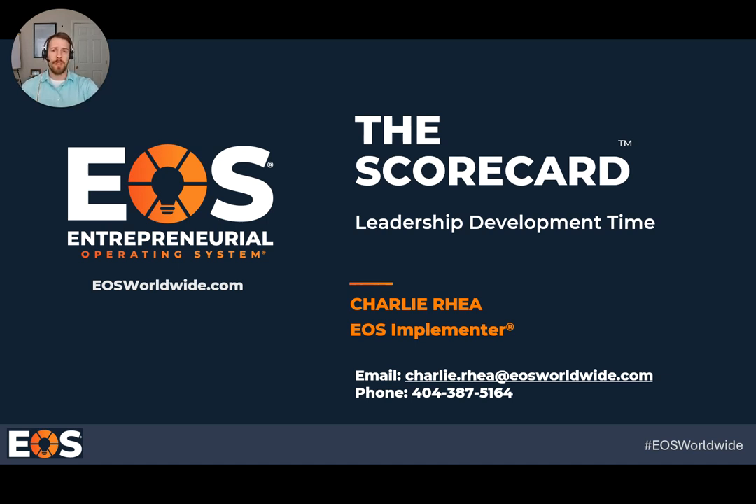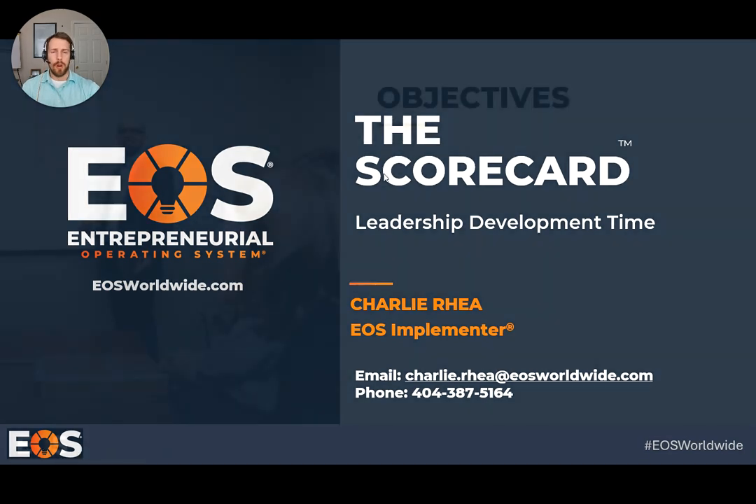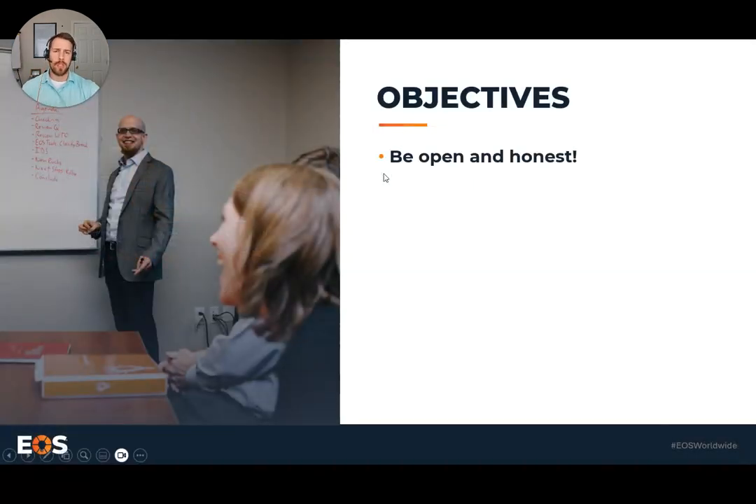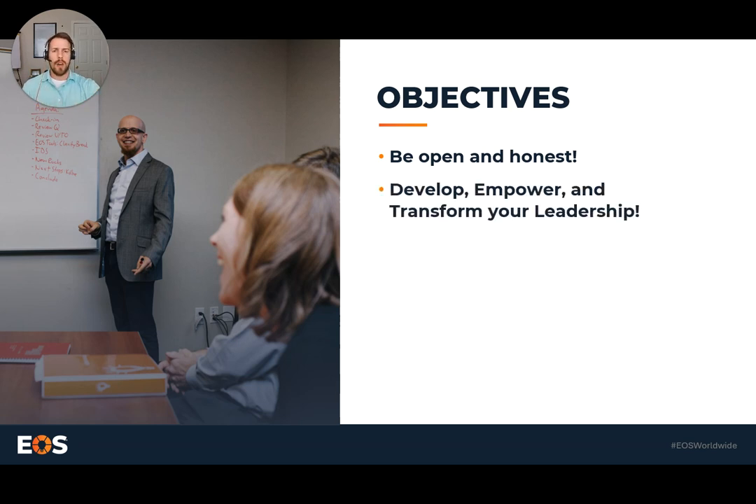Let's do this. All right, so objectives for today. Number one is just to be open and honest. Be open to learning something new and be honest with yourself. Number two is I want to help you guys develop, empower, and transform your leadership. And so I'm going to be teaching about the scorecard so you can develop that skill of learning what it is. And then ultimately, I want to empower you to have transformational leadership.